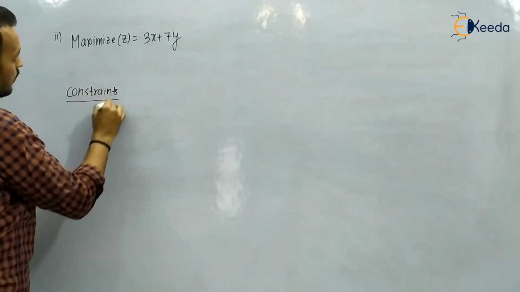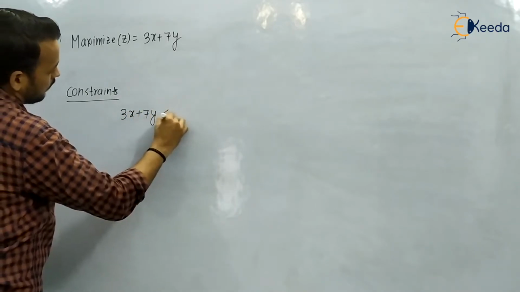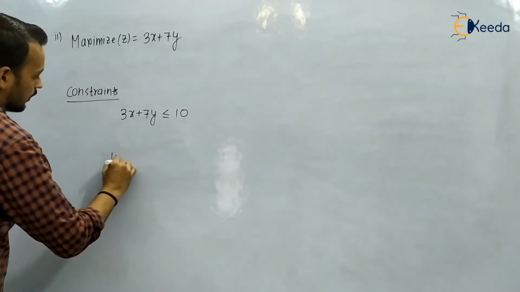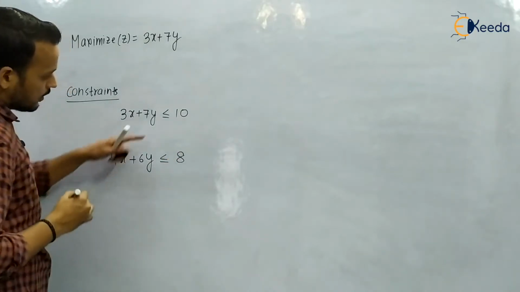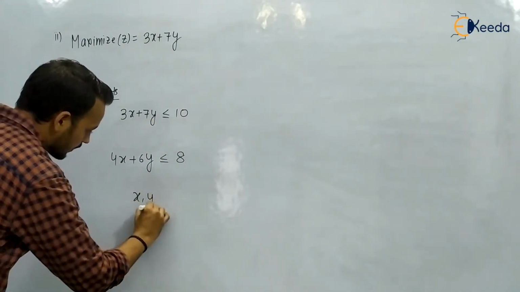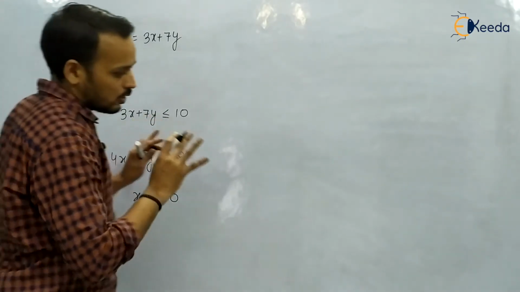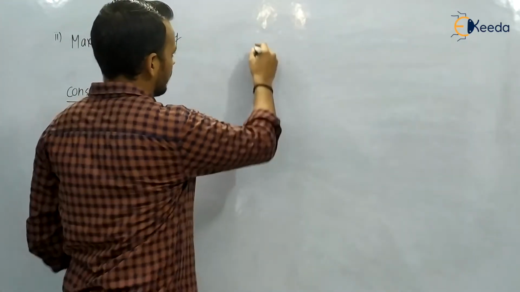The first constraint we have got is 3x plus 7y is less than or equal to 10. And the second constraint we have got is 4x plus 6y is less than or equal to 8. You can see both the constraints are of less than or equal to type, and we have got the non-negative restriction, that is x comma y is greater than or equal to 0. So this is also a previous year GATE question. Now we will plot it on the graph.